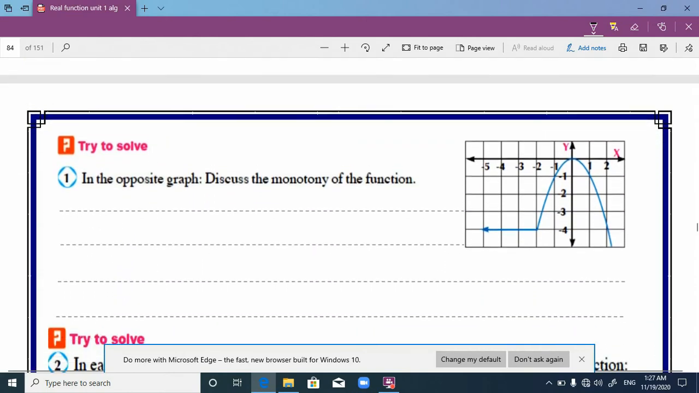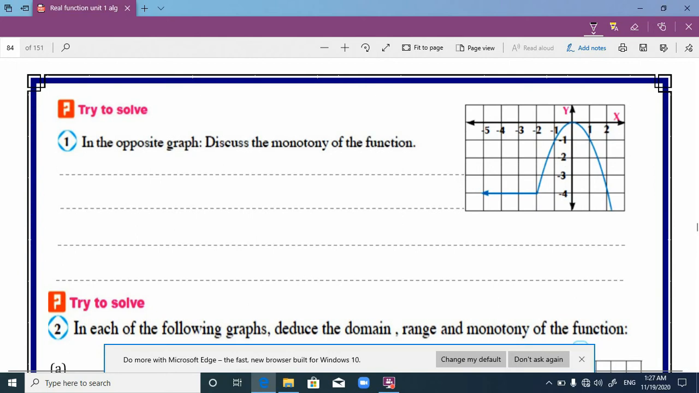Let's see another example. First example in this lesson: in the opposite figure, discuss the monotony of the function. We want to describe the behavior of the function on the intervals.